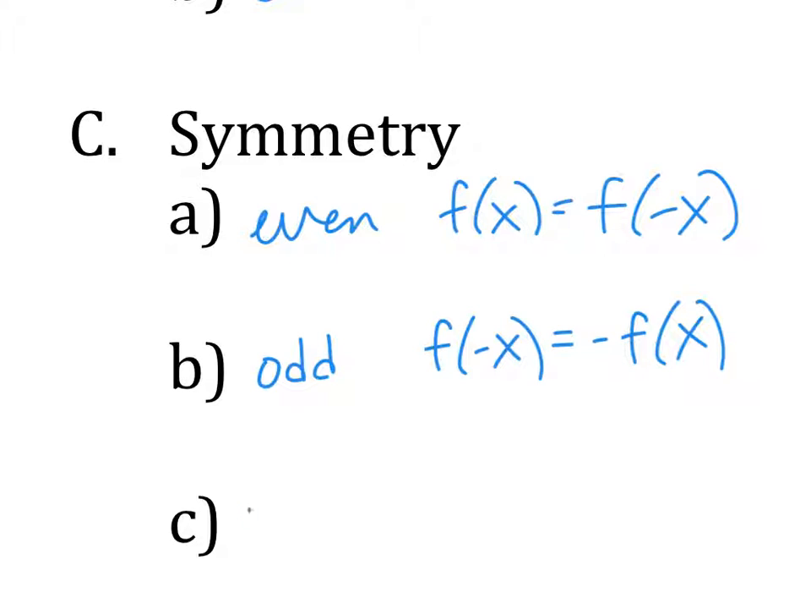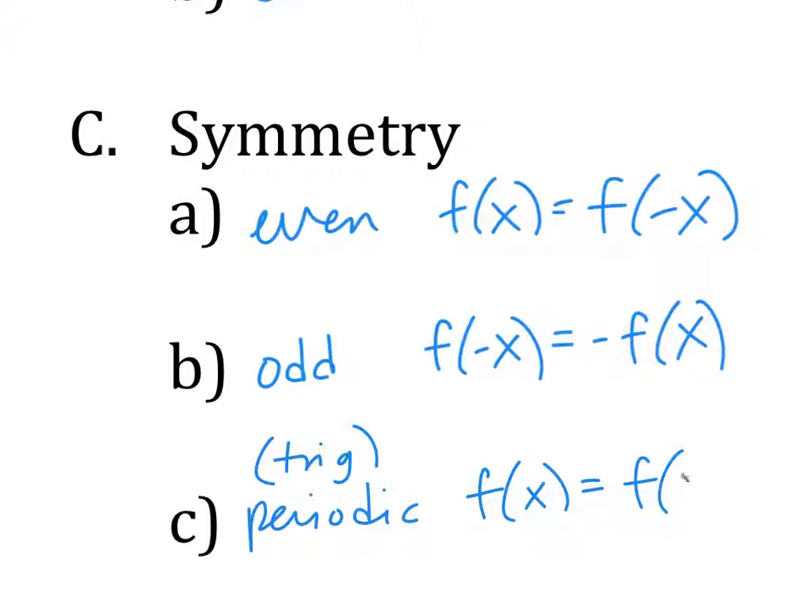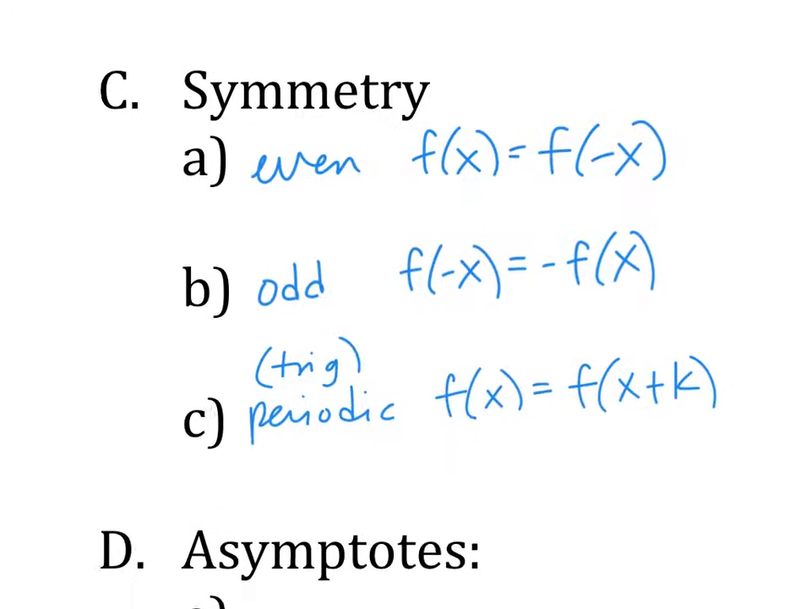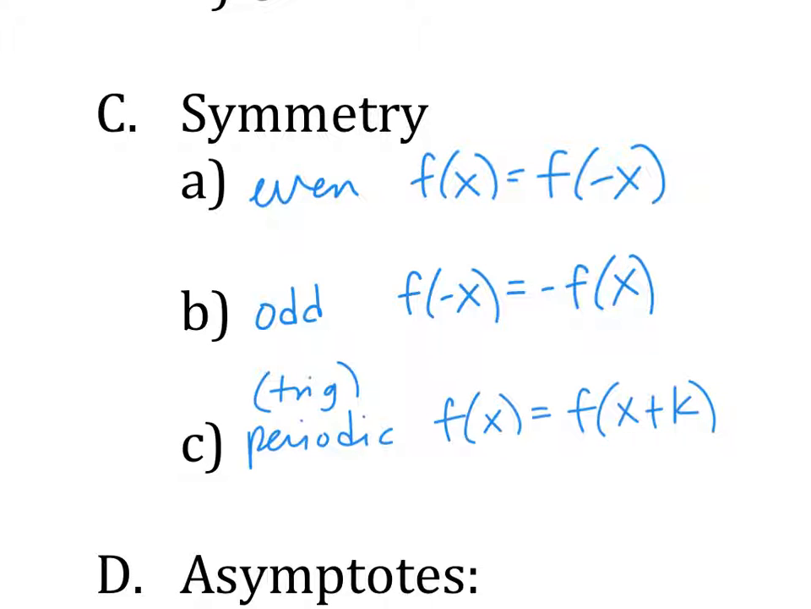And then the third one is periodic. Periodic only happens in trig functions. That means f of x is equal to f of x plus k, meaning if you add a phase shift to it, will it look exactly the same? Like sine looks just like cosine if you do a phase shift. Okay, so those are the symmetries that you want to look for. So for the odd, we flip it over the x-axis or the y-axis? No, flip over the origin, 180. Right, so just turn it around 180. Does it look exactly the same?